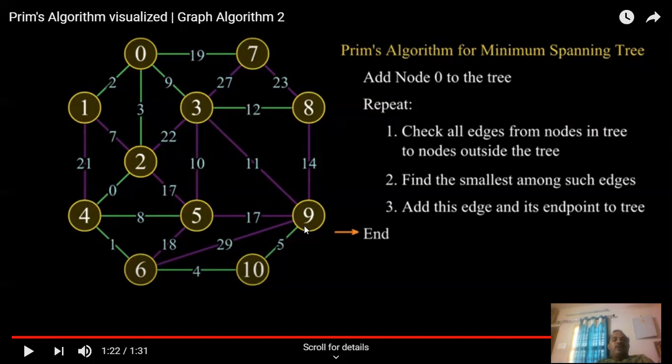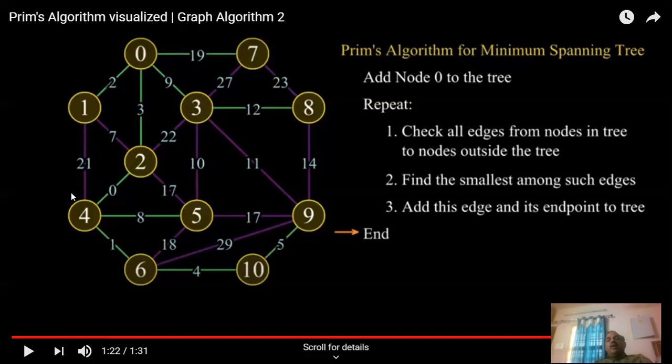So finally, what are the leaf nodes? 9 is a leaf node, 5 is a leaf node, then 8 is a leaf node, 7 is a leaf node. Clear? All of you? Then 1 is also a leaf node. So this is a tree, a minimum spanning tree. So this is called a minimum spanning tree.